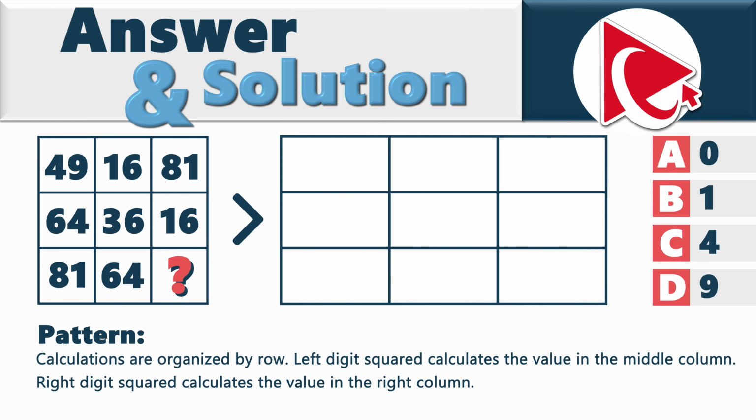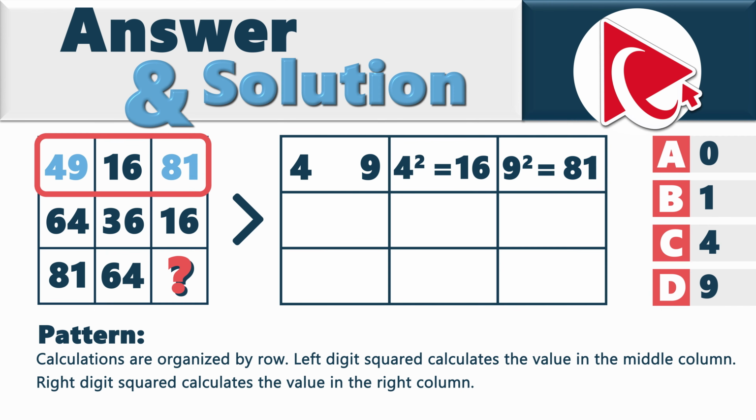As I already mentioned, the number in the upper left corner is 49. We use 2 digits from the 49, 4 and 9, and we use them separately. Then we square them. 4 squared equals 16, which is the value in the middle column. And then the 9 squared equals 81, which is the number in the right column.